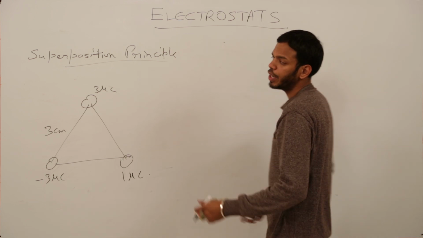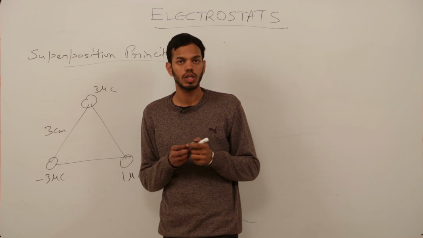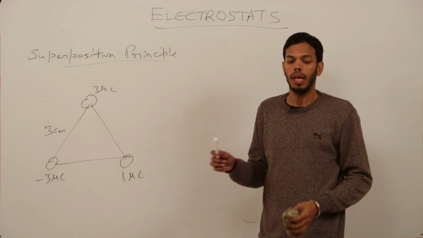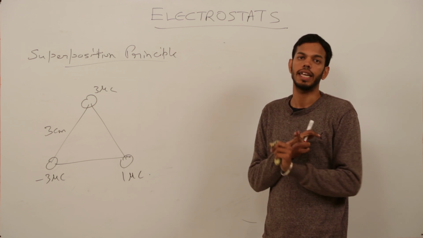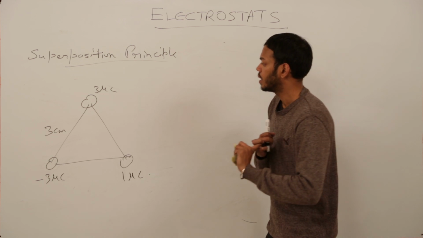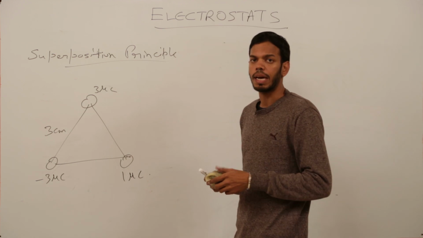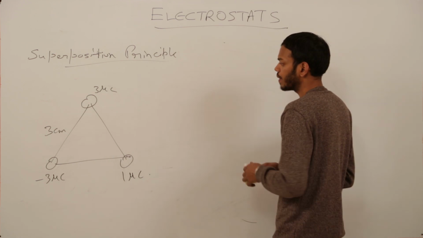Try to do as many numericals as you can from this first part of electrostatics, that is Coulomb's law, because that will help you with electric field, electric potential and everything. Even in upcoming chapters like magnetic field, a lot of things.